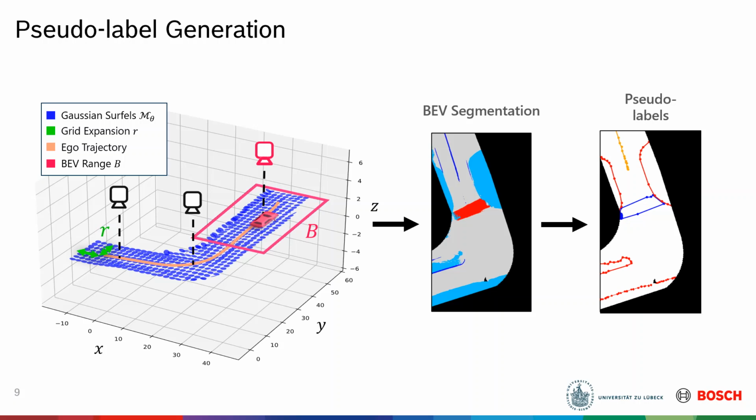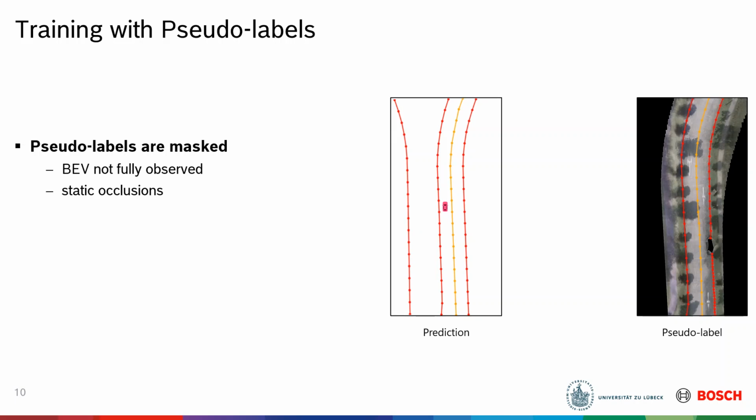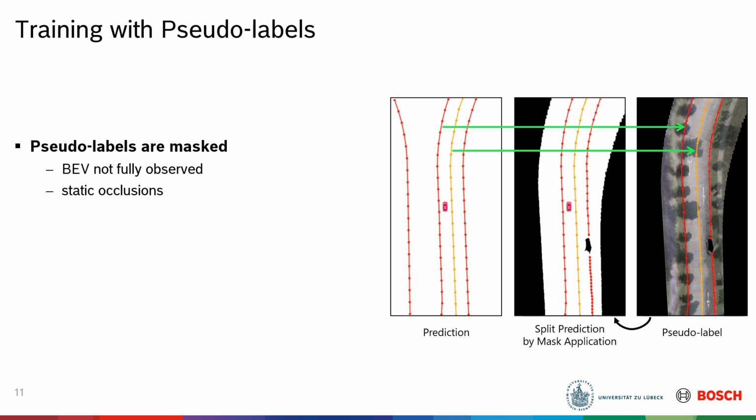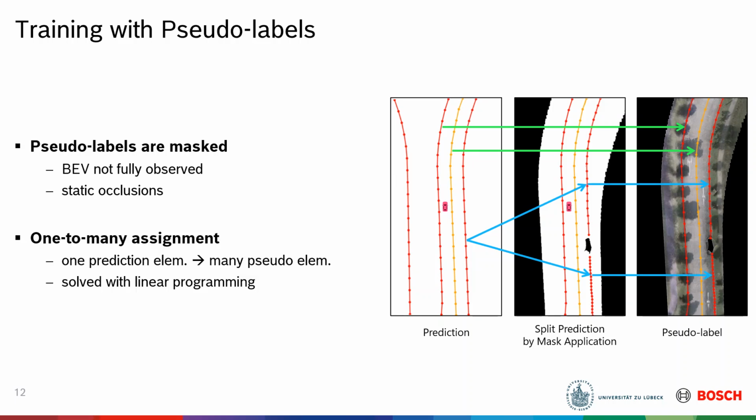When training an online model with our pseudo-labels, we face the issue that they're only partially observed. This makes a standard one-to-one assignment between a prediction instance and a label instance not always favorable. Instead, we apply the same bird's-eye view mask of our pseudo-labels to the model's prediction, which splits some predictions into multiple instances. This allows us to find suitable assignments between one prediction instance and multiple pseudo-label instances. By incorporating this one-to-many assignment in the final loss calculation, we do not penalize the model for predictions in unobserved regions.